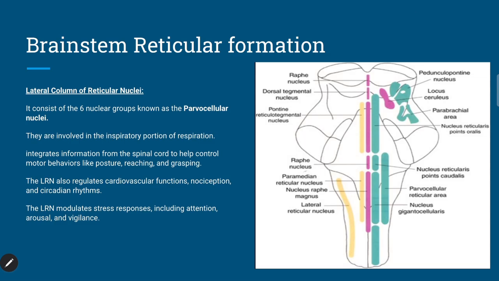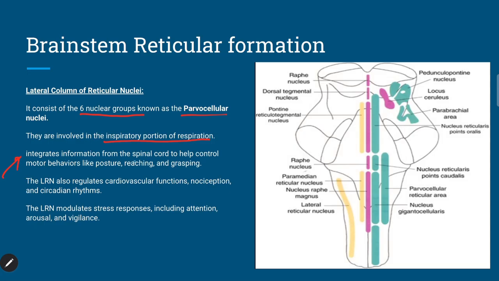And the last one is the lateral column of the reticular nuclei. The lateral column is, of course, to the very side or very end of all three columns. It consists of these nuclear groups known as the parvocellular nuclei, and it is involved in the inspiratory portion of respiration. So now here are the functions.